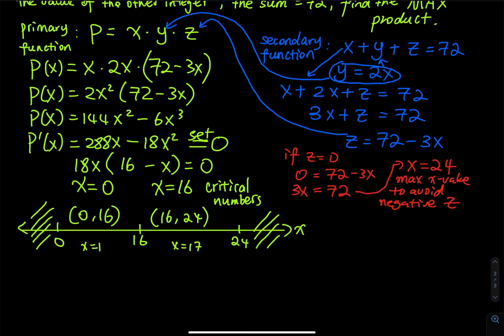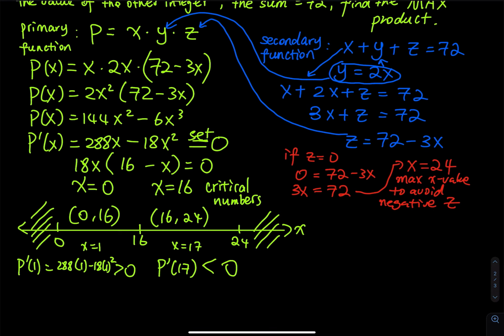These are called test values. And then the intervals are called test intervals. And then p prime of 1. So you plug it into the first derivative. Where is the first derivative? The first derivative is right over here. This line, 288x minus 18x squared. So plug it in. So you have 288 times 1 minus 18 times 1 squared. That is definitely positive, right? And then when you try the 17, this one I did the math already, that is negative.